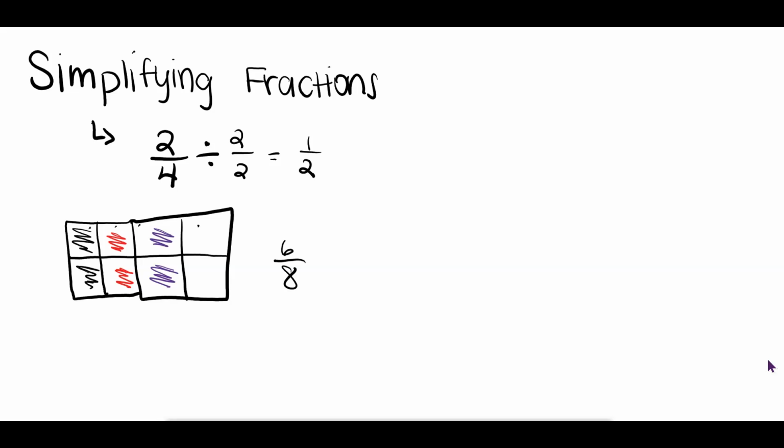So, again, since these are both even numbers, I can divide by 2 because I want to simplify my fraction. I want to make it smaller. 6 divided by 2 equals 3. And 8 divided by 2 equals 4. So this is simplified in its smallest form.